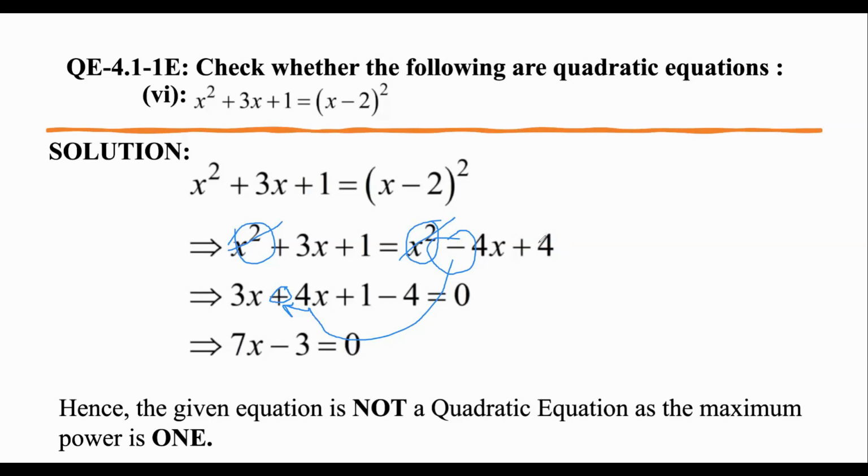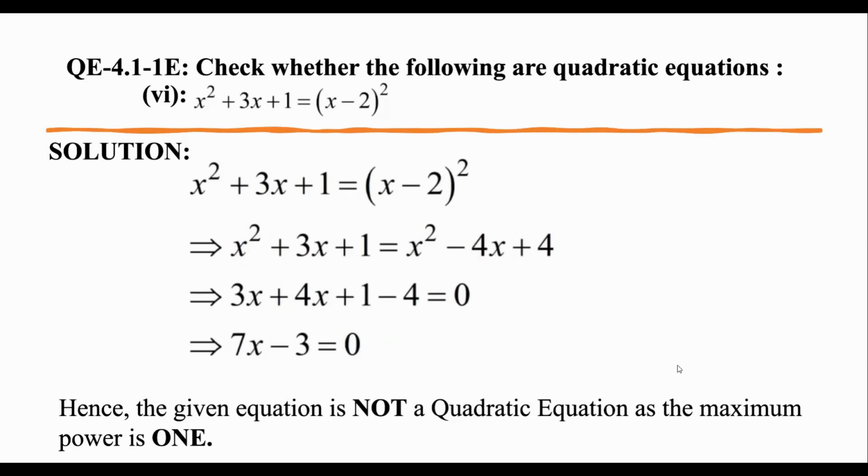So when we change the equal sign from right to left, here also the sign changes from plus to minus. Fine. So after simplification we get 7x minus 3 equals 0. Now, as the final equation contains no x squared term, it is 7x minus 3 equals 0. So again it is not a quadratic equation.